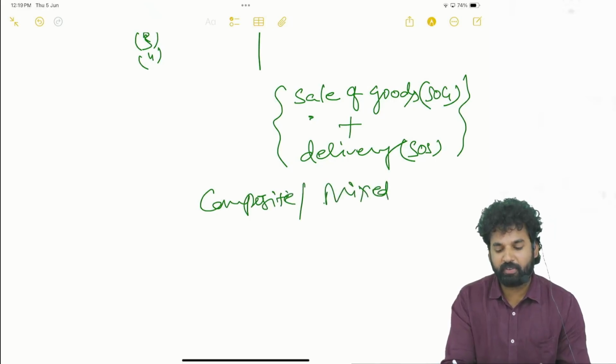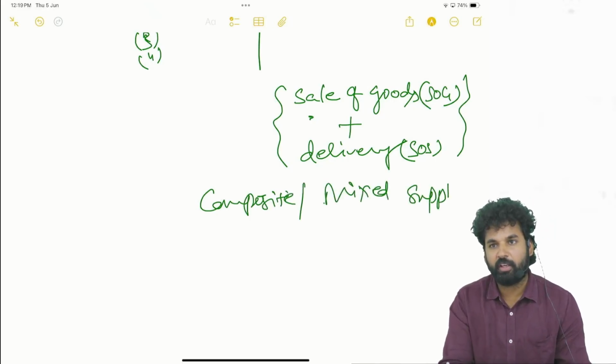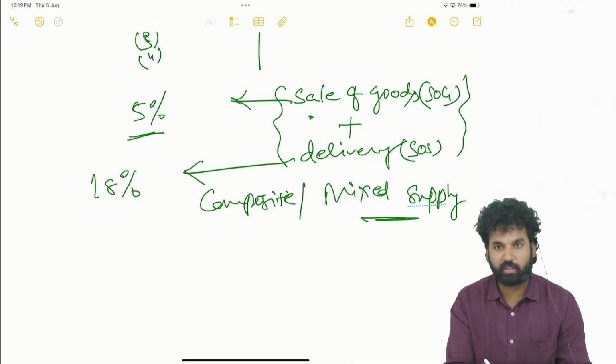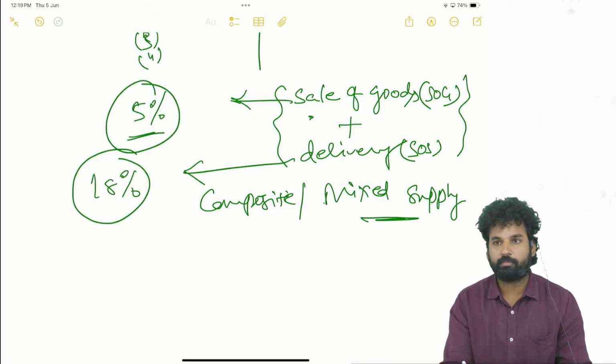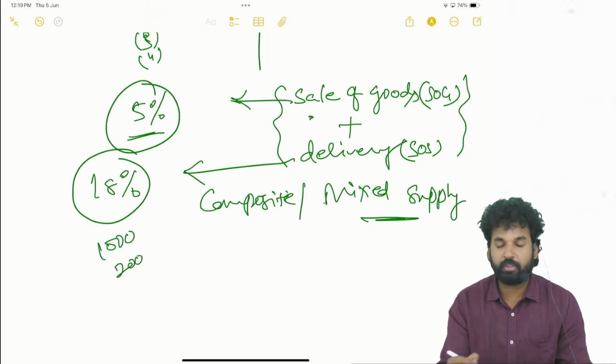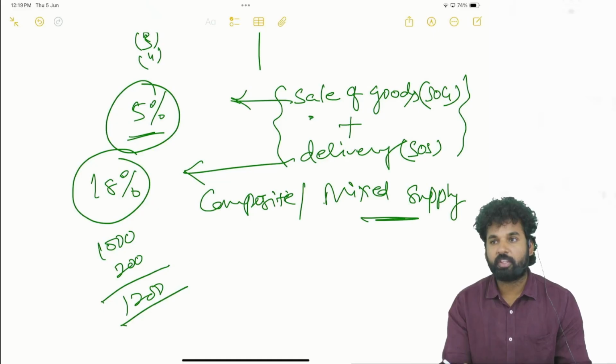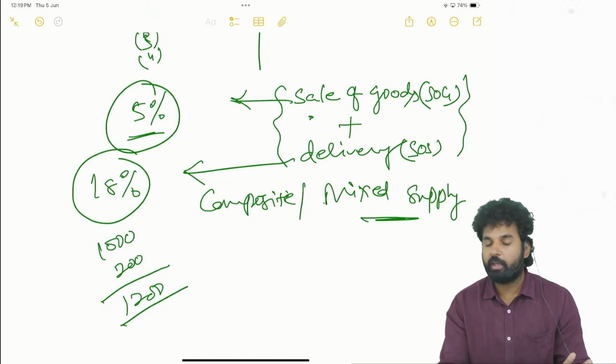Why is there a need for this discussion? Let's say the goods are taxed at 5%. Delivery is a service. Services are taxed at 18%. Which rate has to be taken? 1000 rupees worth goods, 200 rupees delivery, totally 1200 rupees. Which rate has to be applied on this 1200 rupees? 5% rate or 18% rate? Which rate has to be applied?